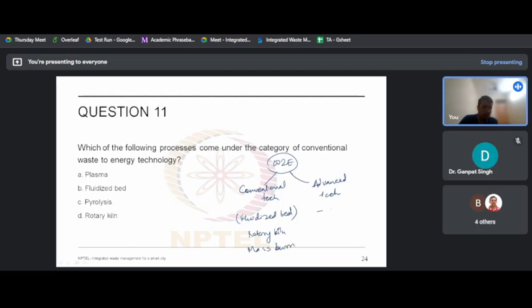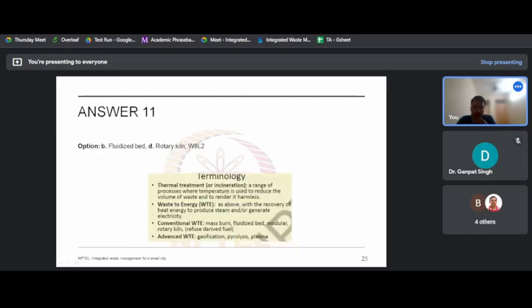When we talk about advanced tech, as we discussed in one of the previous questions also, plasma arc, pyrolysis, gasification, these will come under advanced technology. Here we are concerned with the conventional tech. So conventional will have fluidized bed, that is option B, and option D. Plasma is not conventional, it is advanced. Pyrolysis is also advanced. Fluidized bed and rotary kiln are conventional techniques. So B and D are correct.